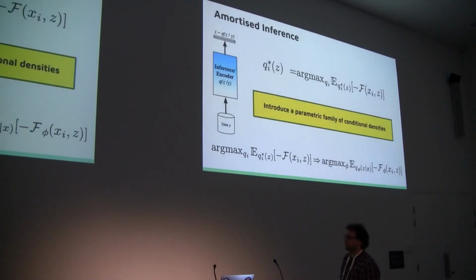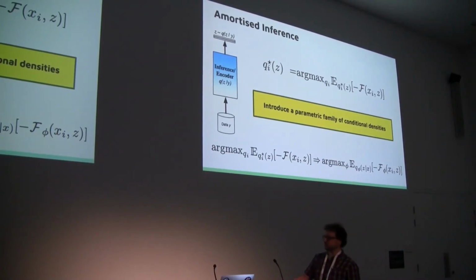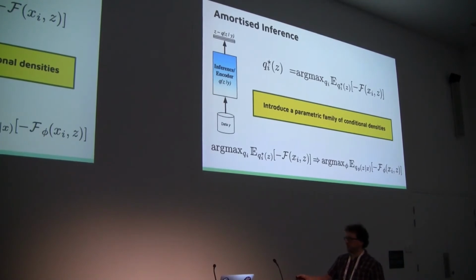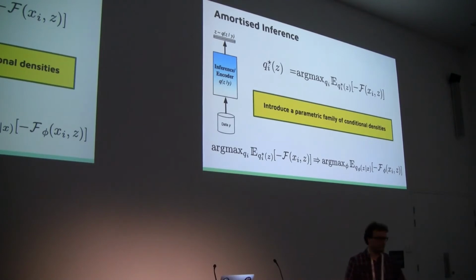Now, one way of solving that is to do what we call amortized inference. Amortized inference is simply replacing the argmax over the space of densities, so it's like a non-parametric inference problem, with the argmax over the parameters of a parametric family of densities. And now we converted this functional optimization into a parametric optimization, which is much more amenable to standard tools for deep learning, such as gradient, etc.